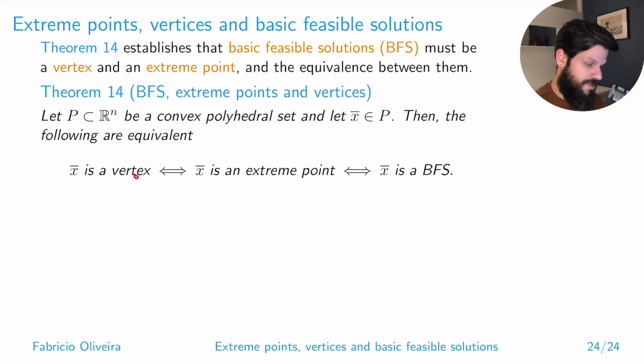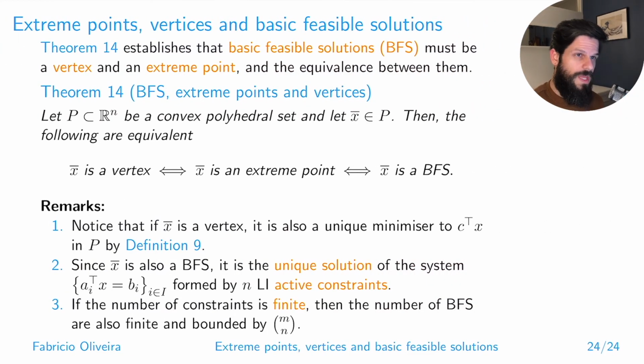If you say that x bar is a vertex, then x bar is an extreme point and is also a basic feasible solution, and vice versa. So this is the main result of this week that we're going to look into in the exercise session. And it's basically the result upon which the method to solve linear programs is based. So some important remarks associated with how you prove this and consequences of Theorem 14.